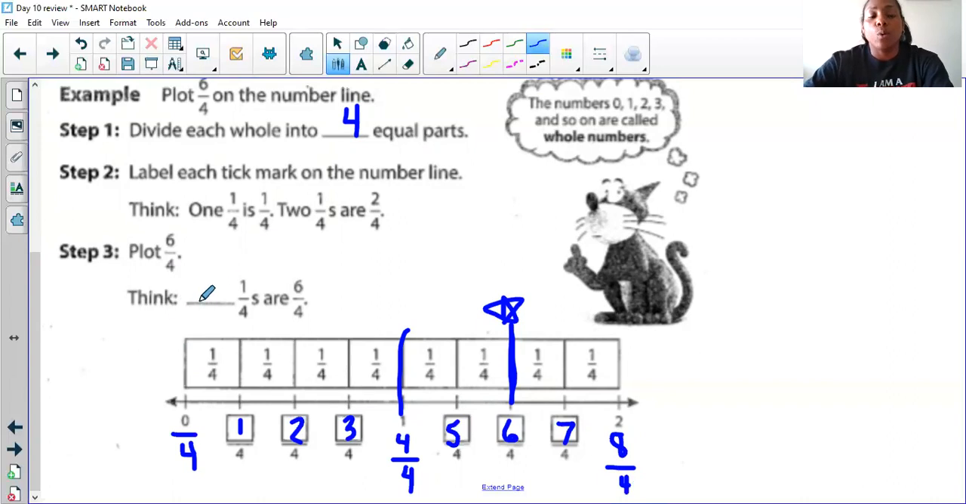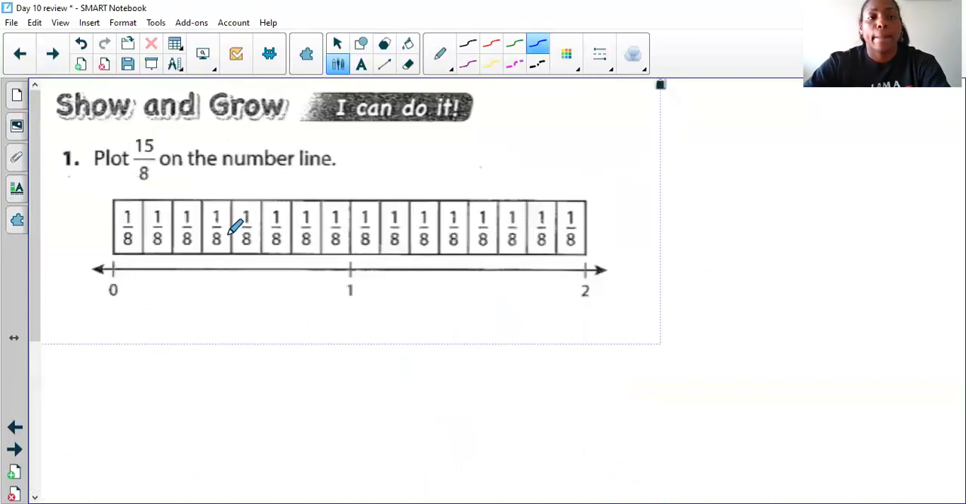So how many fourths did it take us to get to 6/4? And we just take a look at this again. 1, 2, 3, 4, 5, 6. So we would literally write 6 1/4 are 6/4. So show and grow, show me what you know. Plot 15/8 on the number line.